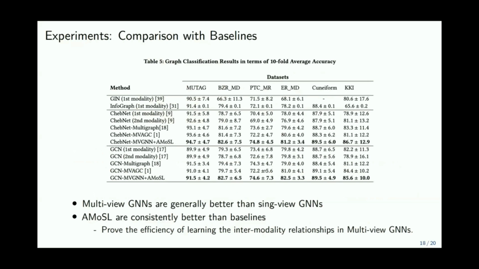And now the results for our work compared to the baselines. First, AMoSL gives higher graph classification results compared to all the graph neural networks that use single-view modalities. And compared to the other multi-view GNNs, our work proves its efficiency in learning the intermodality relationships in multi-view GNNs.